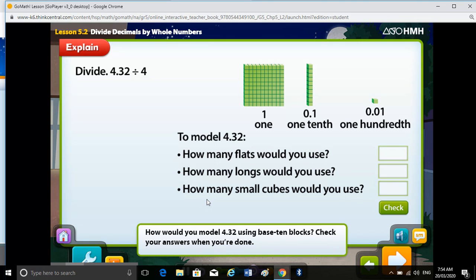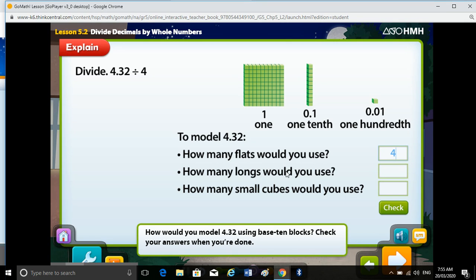How would you model 4 and 32 hundredths using base 10 blocks? Check your answers when you're done. How many flats would you use to model 4.32? How many ones do I have? 4. So I need 4 flats. We'll check the answers together.